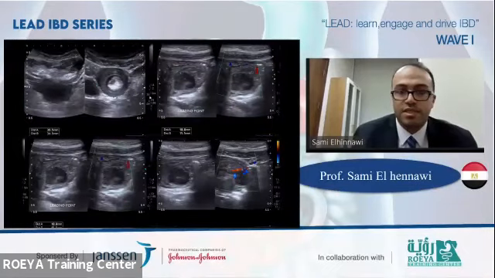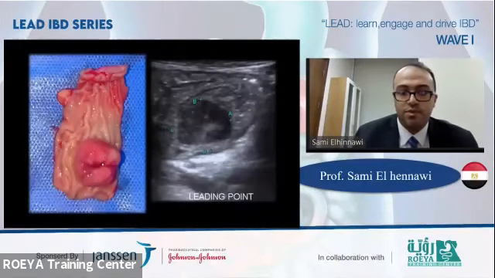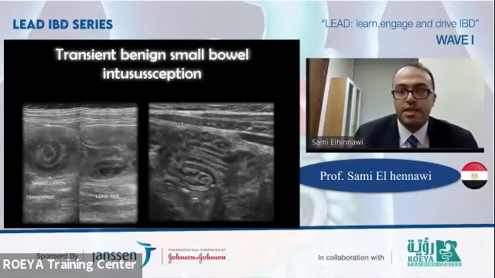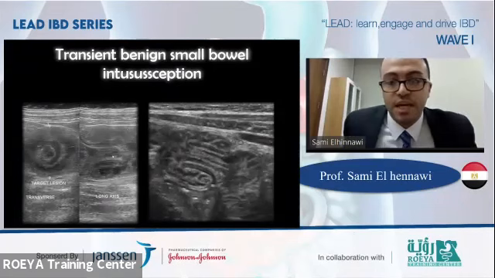Another case of intussusception in an adult, showing a leading point, that's a mass in the small bowel causing the intussusception, which was proved to be a small bowel gastrointestinal stromal tumor. There is a benign entity we should keep in mind, which is called transient benign small bowel intussusception. Not every intussusception is surgically managed.